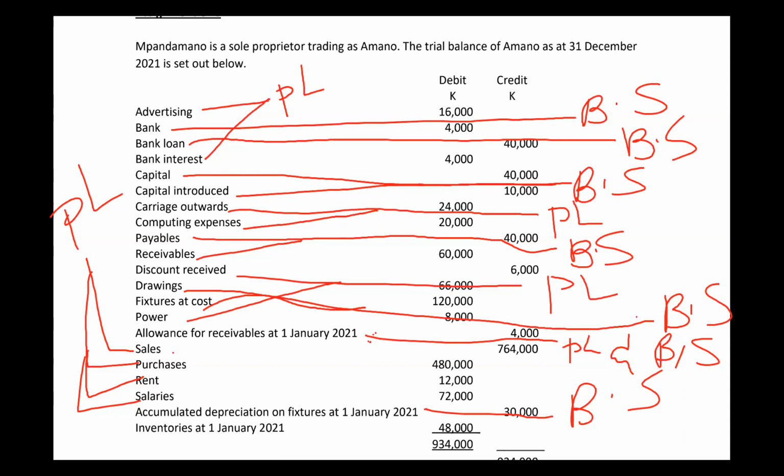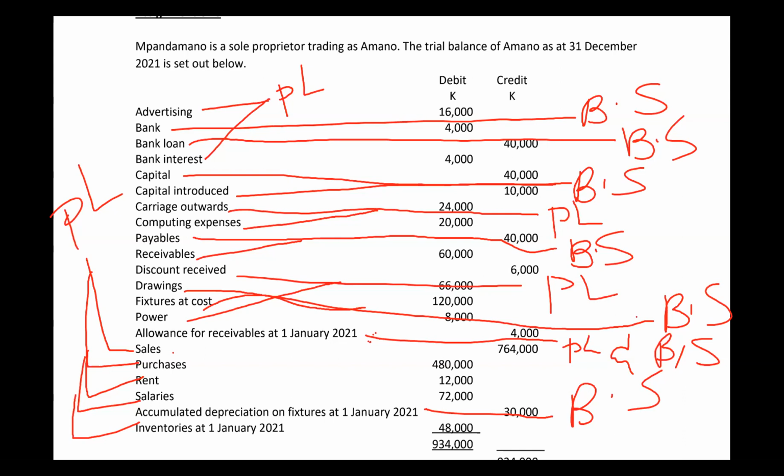Then you have some inventory here. This one is basically the opening inventory, the inventory at 1st January 2021. So the opening inventory is considered in the profit and loss account. Is that clear? Yes, sir, it's clear.